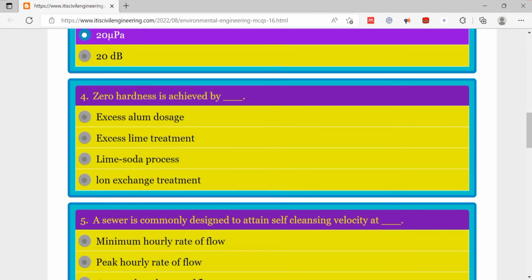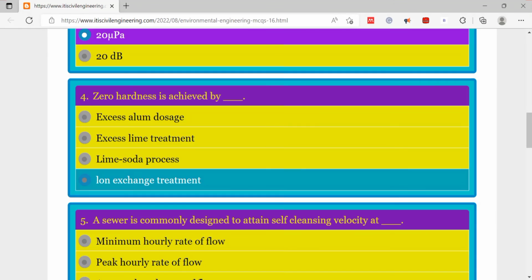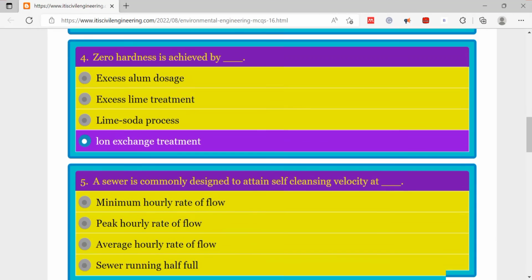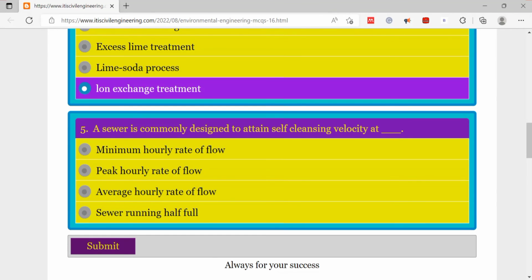Zero hardness is achieved by, we can achieve zero hardness by ion exchange treatment. A sewer is commonly designed to attain self-cleansing velocity at minimum hourly rate of flow. The self-cleansing velocity, we call it as the minimum velocity, and it is the velocity at which no solids will get deposited at the bottom of the sewer. And so, it must be developed at least once a day, and a sewer is commonly designed to attain the self-cleansing velocity at minimum hourly rate of flow.